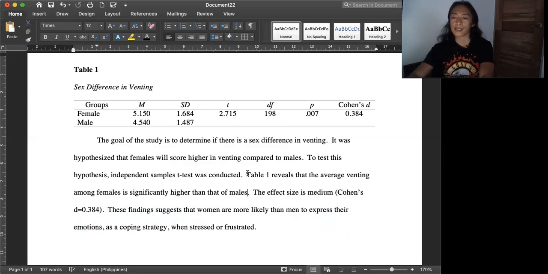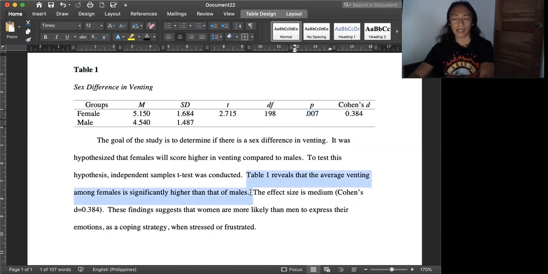So I'm gonna read this. Table 1, of course, referring to this table, reveals that the average venting among females is significantly higher than males. And why did I say significantly higher? Because our result is significant with a p-value of 0.007. So that in itself describes the result.